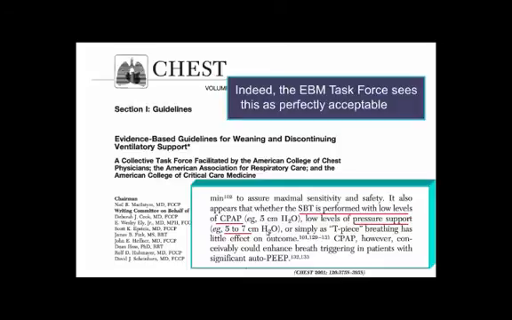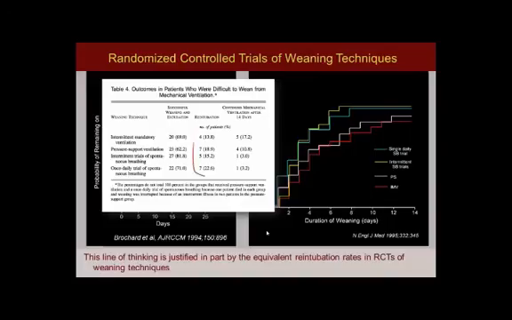Okay, and in fact, the EBM task force sees that as a completely appropriate way. They say the SBT can be performed with a CPAP of 5 and a pressure support of 5 to 7. Okay, and part of this comes from the initial trials. And if you look at this, the rate of reintubation with the different trials, in our original study, for example, the rate of reintubation was equivalent with the different techniques.